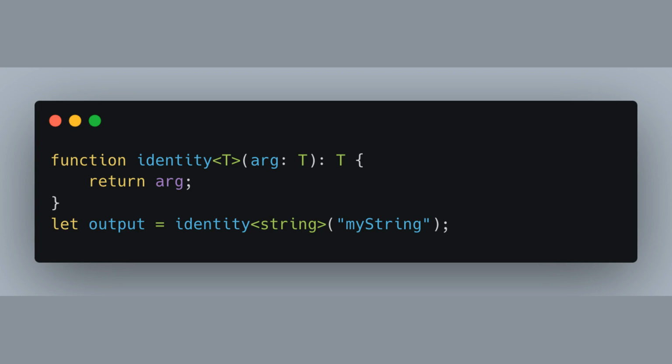We have a function named identity that returns whatever is passed into it. By using a generic type T, this function can work with any data type, maintaining the same type for input and output. This flexibility without losing type information is the essence of generics in TypeScript.